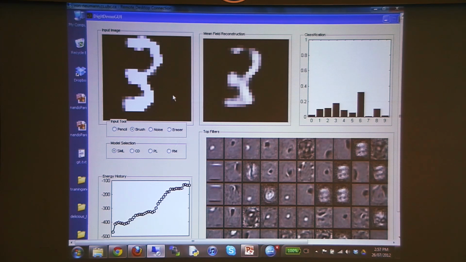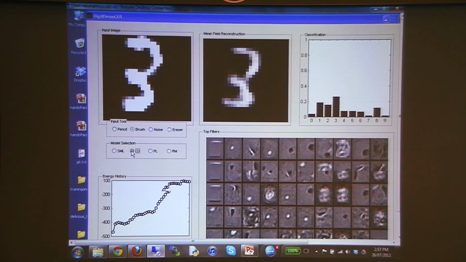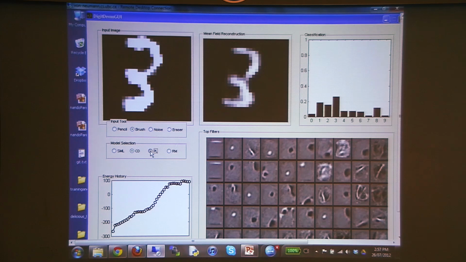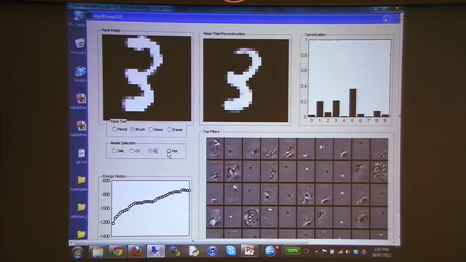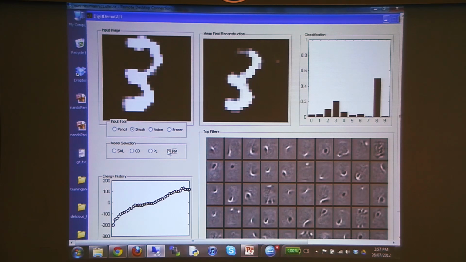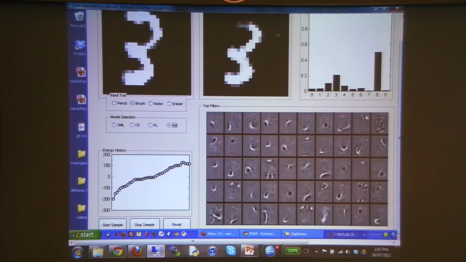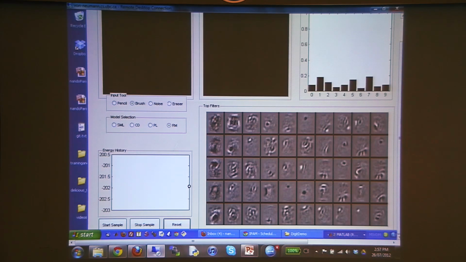All right, so in this case, maximum likelihood thinks it's a 6. CD gets it right for this particular example. Pseudo likelihood gets it wrong, and ratio matching is far off. And that's because probably that 3 is not centered. So let's do another one.